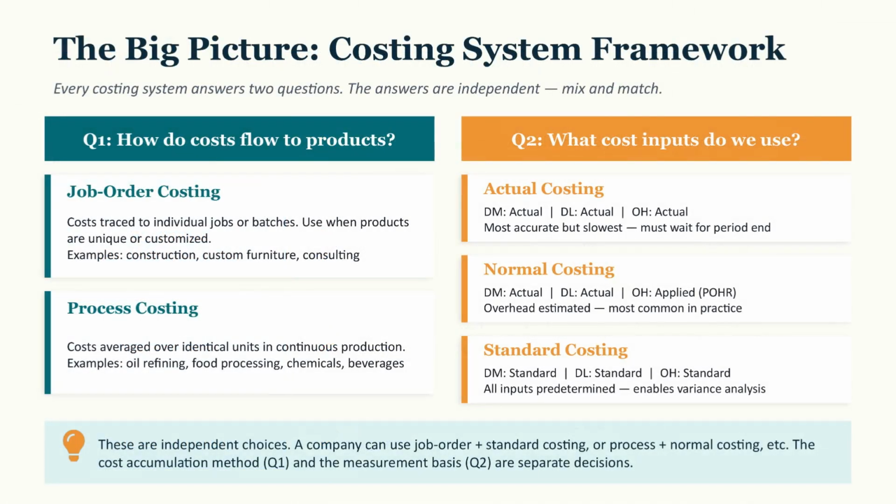This is the pivotal slide. Every costing system answers two independent questions. First, how do costs flow to products? And second, what cost inputs are employed? Whether using job order or process costing, each method addresses unique production needs. Similarly, choosing between actual, normal, or standard costing reflects the extent of estimation involved. These choices operate independently, allowing diverse combinations.